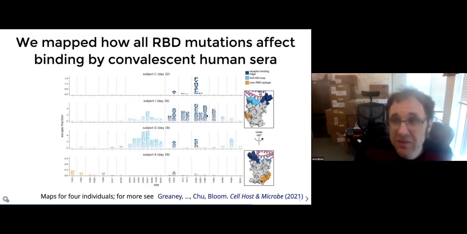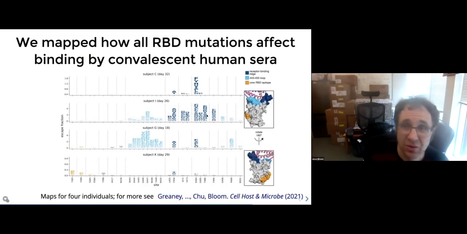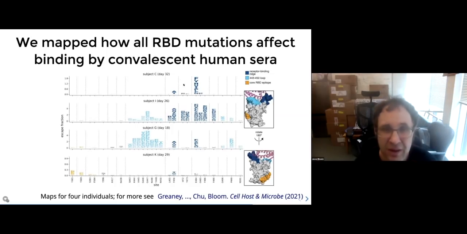We next used the same yeast display system I just described to map how all mutations within the RBD affected binding by convalescent human sera. I'm now again showing these logo plots where big letters mean that mutations at that site escape from antibody binding. I'm coloring the letters based on three major regions in the receptor binding domain where we tend to see these mutations. And here I'm showing 4 representative-ish human sera. If you want to see more, you can go look in the paper here, but I think this is enough to capture the main trends.